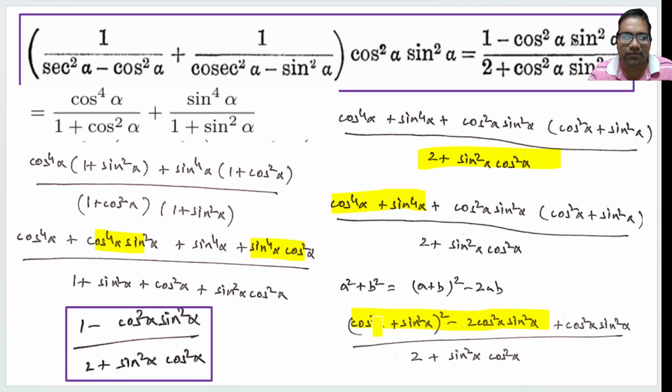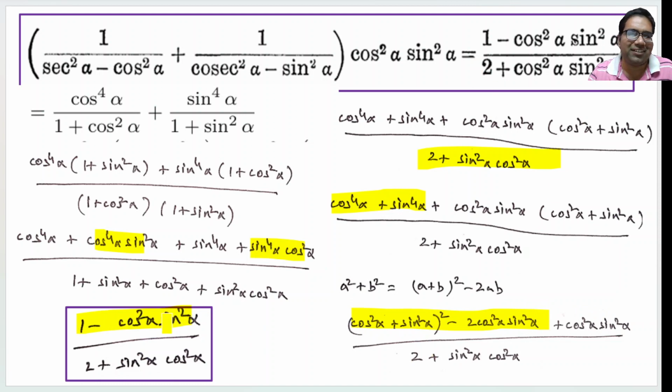So this part is again 1. 1 square is again 1. So we have 1 minus 2 cos square sin square plus cos square sin square. So this becomes 1 minus cos square alpha sin square alpha. That is the numerator. And the denominator is as is.